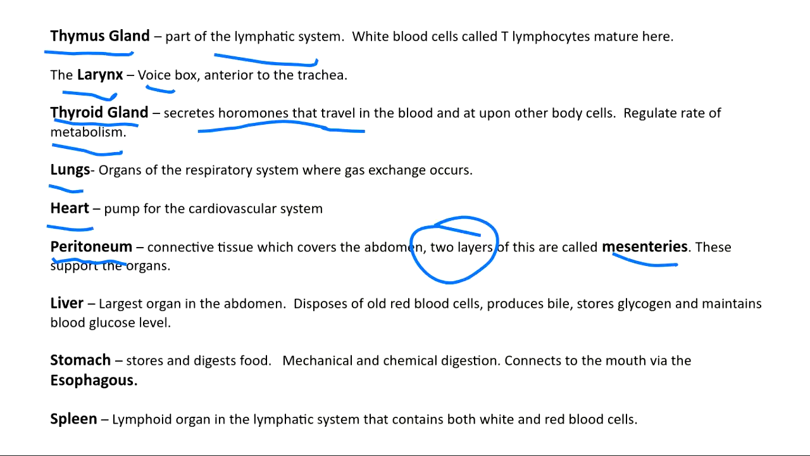Okay. There's the liver, which was the largest organ in the abdomen, right? Some of the things that it does is get rid of old blood cells, produce bile, I told you about that, store glycogen, and maintain blood glucose levels. All right, glycogen is how we store sugar.